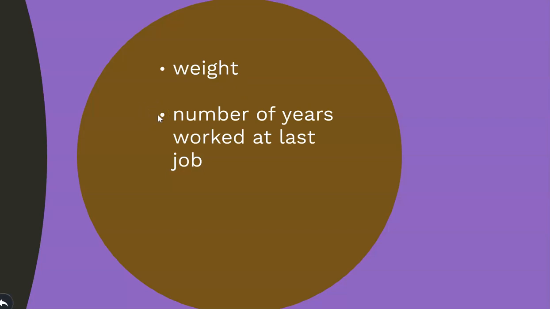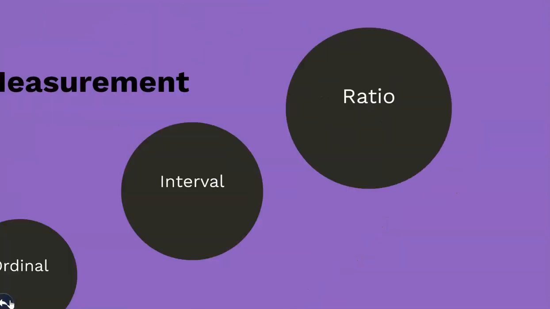Notice the difference between this example and the example we had in interval data. If I worked 0 years at my last job, then I didn't work at my last job. 0 years truly does mean none, different from the example we talked about under interval data.